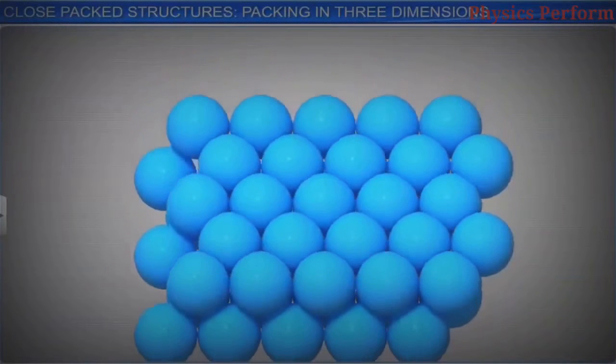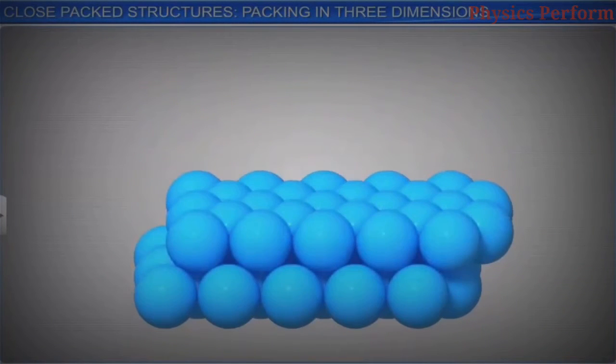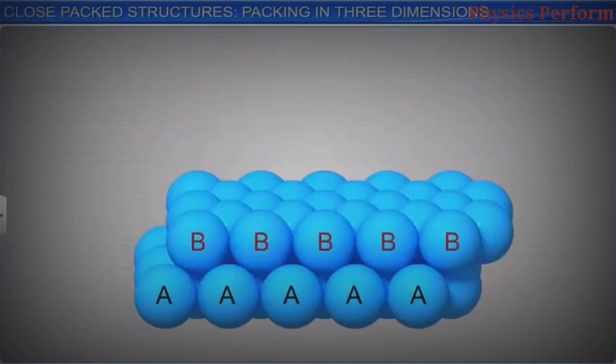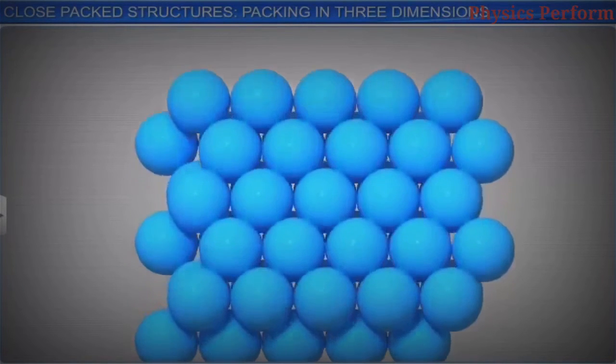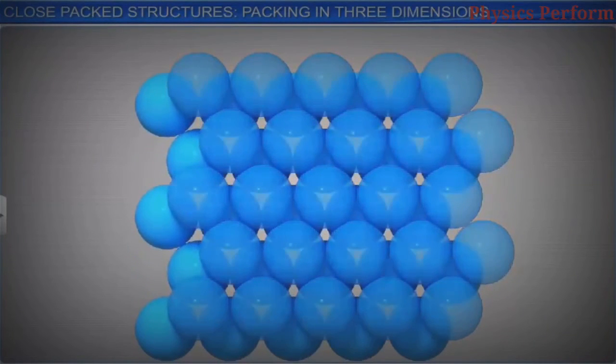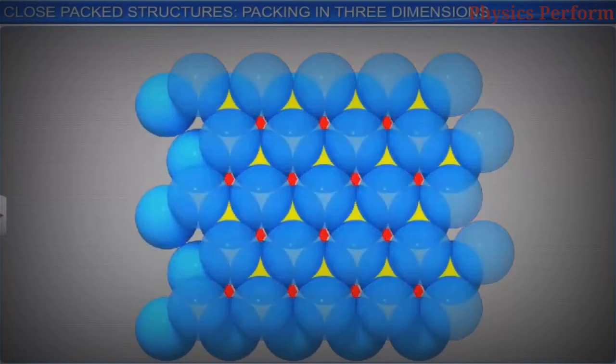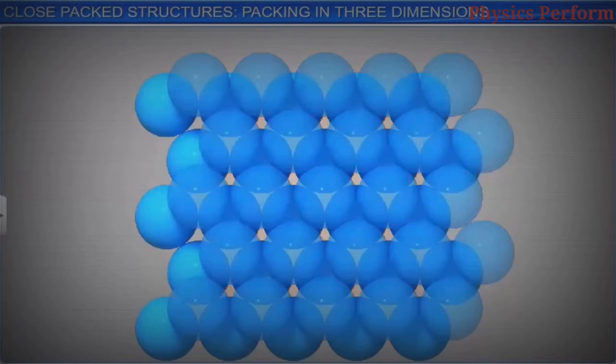As the spheres of the two layers are aligned differently, let the arrangement of spheres in the first layer be referred to as A-type and in the second layer as B-type. A closer look at the arrangement indicates the formation of two different kinds of voids, marked as O and T.